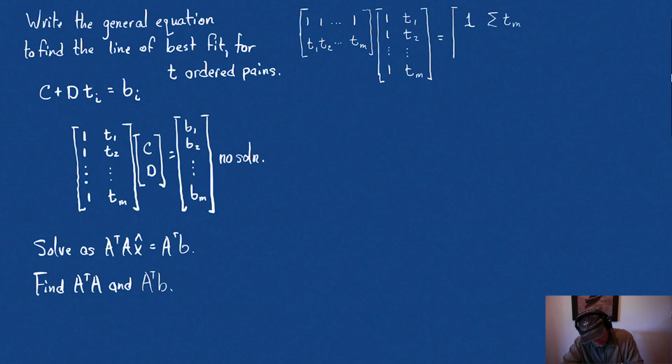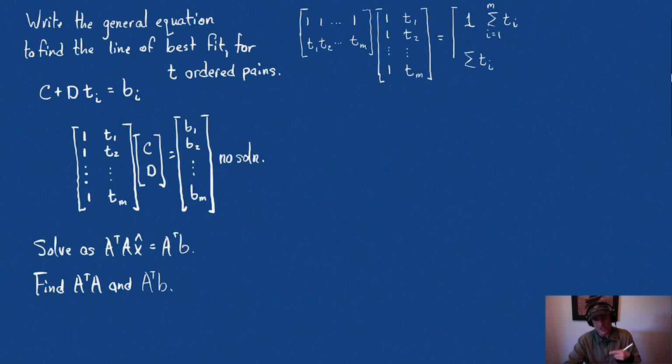I could write it this way: Ti, as i goes from 1 to M. I'm going to leave off that extra notation, which is implied for all summations in this. And again, row 2 times column 1 is going to be the same thing. That makes sense because we already said that this is symmetrical. So it's the sum of the Ti's.